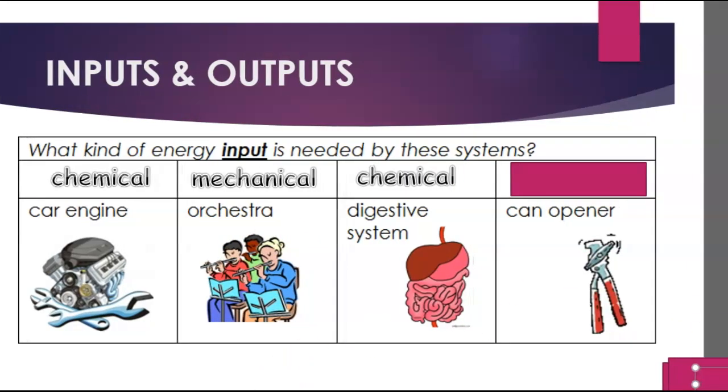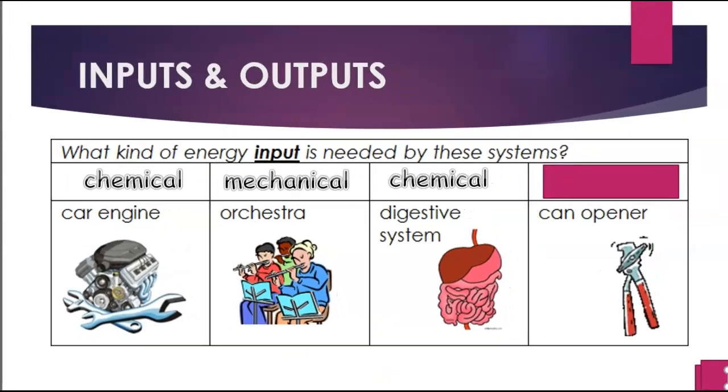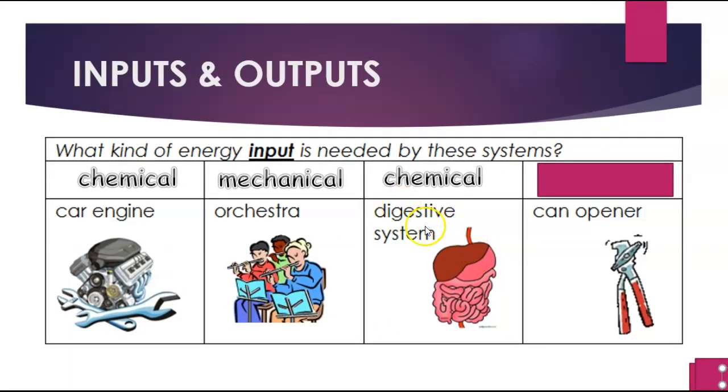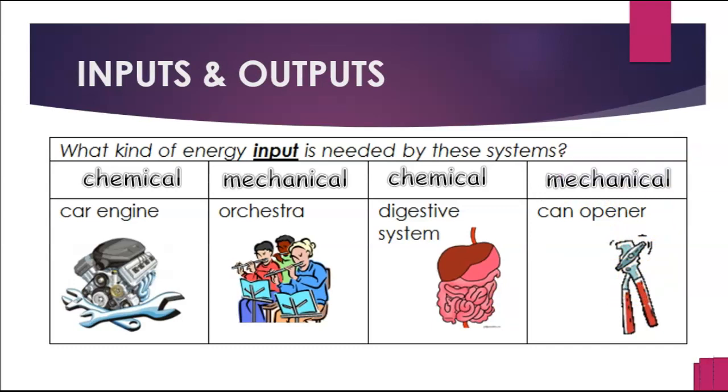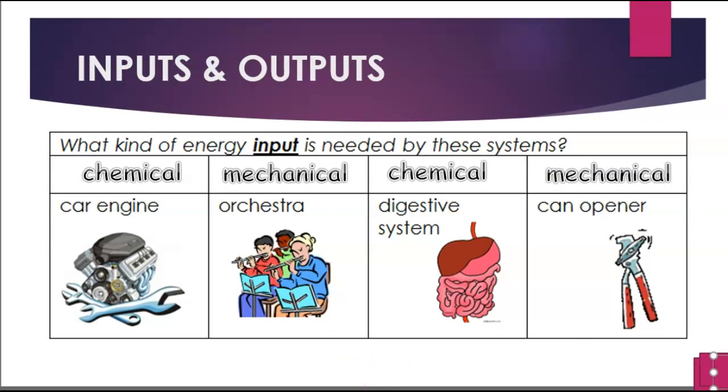Again, food would be needed to do the digestive system work. So chemical energy would be an example of an input that goes into the digestive system. And then for the can opener as a system, we'd have to put in some mechanical energy and really move our arms and our fingers and hands to get the can opener to open. All right, so those are things that are input into these different systems.